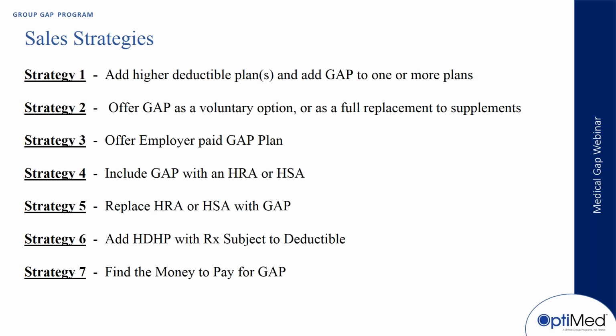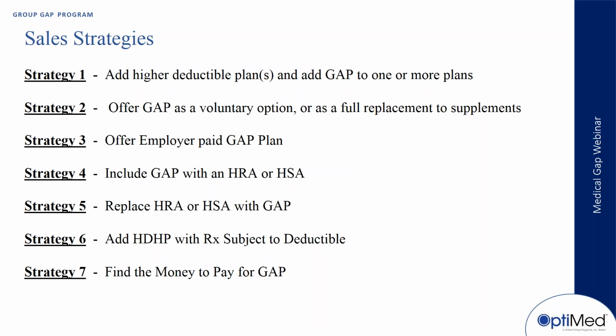Now, what more often happens is that we replace the HRA or HSA with a GAP program. You add an HDHP with RX subject to deductible, and essentially that's how you find money to pay for the GAP premium for the employer. Most of the groups we receive here at OptiMed, the vast majority of them, we get the entire group. It's not a voluntary product. If there are 20 people in the group, we're getting all 20. It's rolled out as a combination.